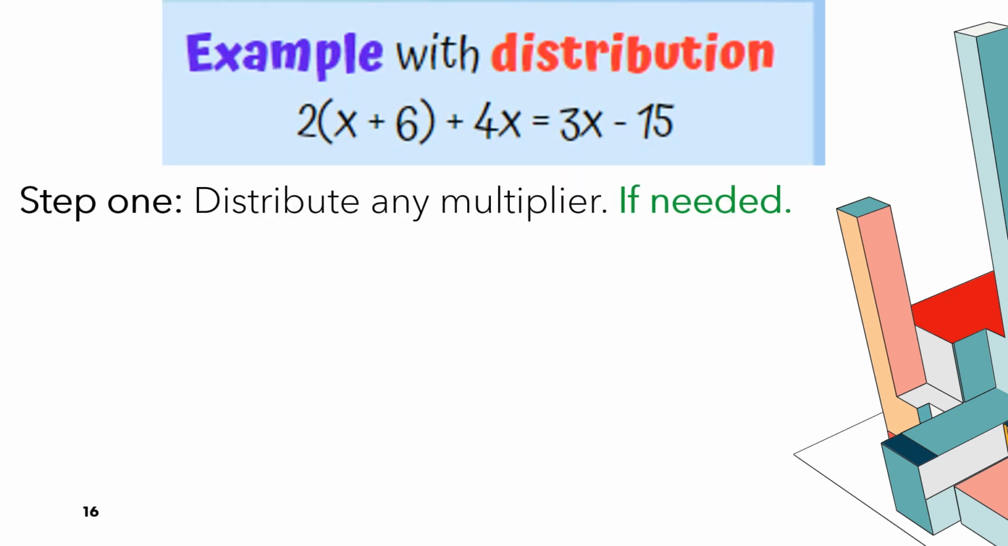Our first step is to distribute. Do you see any numbers outside parentheses? That's your clue. Pause the video if you need time. Let's multiply that number by everything inside the parentheses. For example, if you see 2 times x added to 6, you will multiply 2 by x and 2 by 6.